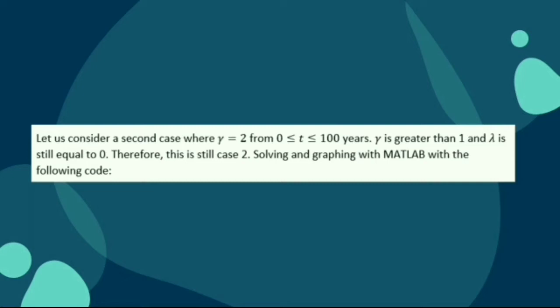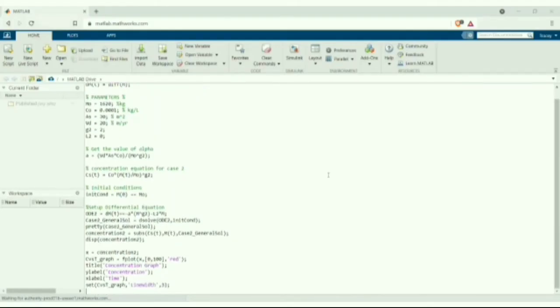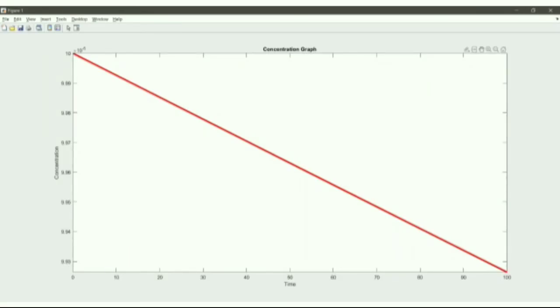Let us consider a second case where gamma is equal to 2, from 0 to 100 years. Gamma is greater than 1 and lambda is still equal to 0. Therefore, this is still case 2. It tells us that the concentration will decrease, but there will still be approximately 9.93 times 10 to the negative 5 kilograms per liter of contaminant after 10 years.